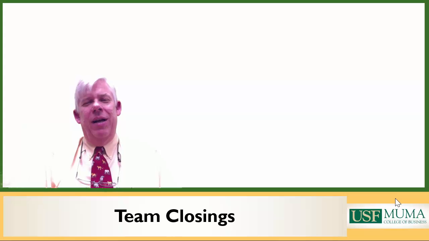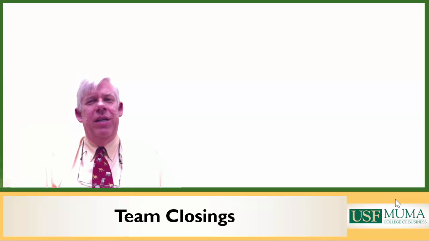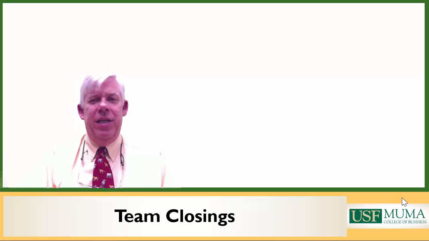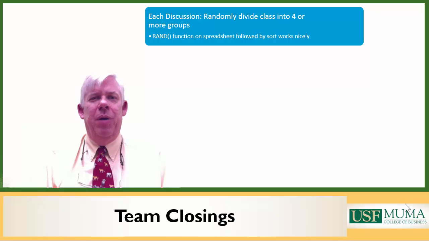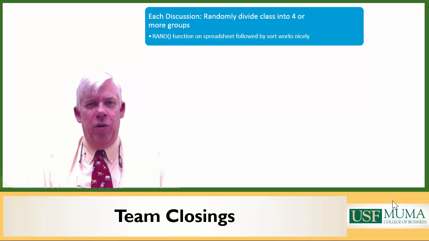Now, the reason I think it's particularly easy to do this in asynchronous mode is because you can engage in a process that effectively makes responses anonymous. And the way I have done this in the past is I begin by randomly dividing the class into four or more groups for each discussion. And it's important that every discussion is different.